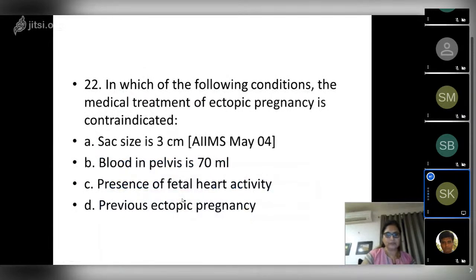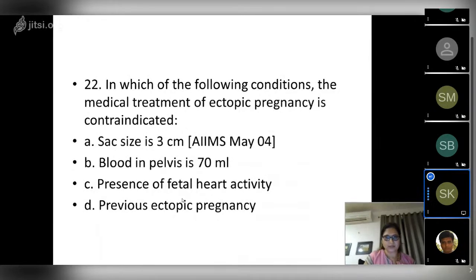Next question. In which of the following conditions is the medical treatment of ectopic pregnancy contraindicated? Sac size is 3 centimeters, blood in the pelvis is 70 ml, presence of fetal heart activity, previous ectopic pregnancy. There are certain criteria based on which you will decide whether you can try medical management for a patient or not. You all have to remember those criteria, and there are a number of questions based on these. So coming to this question, what is the answer? Anyone?